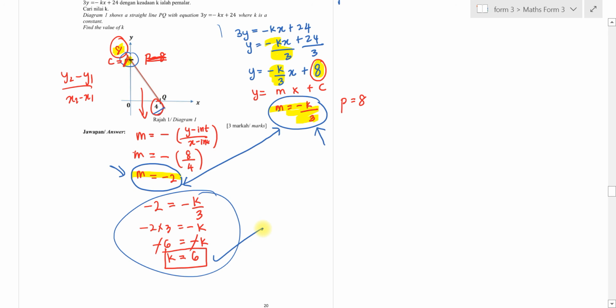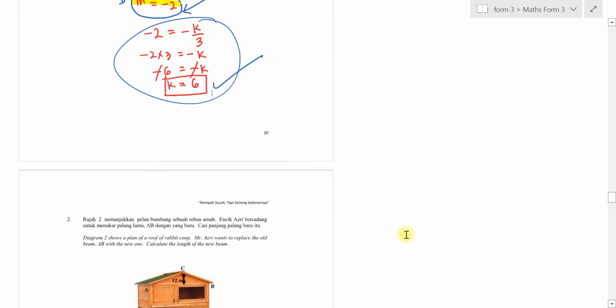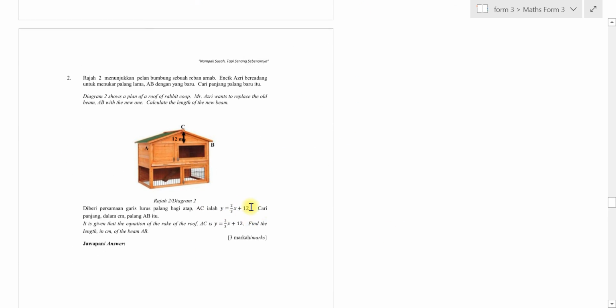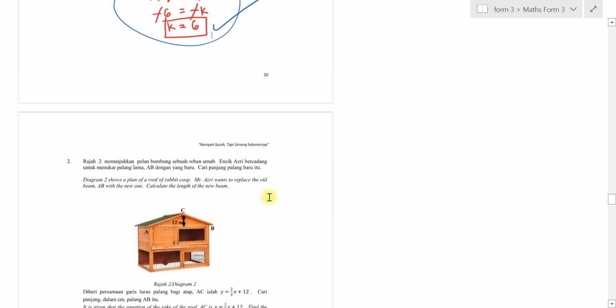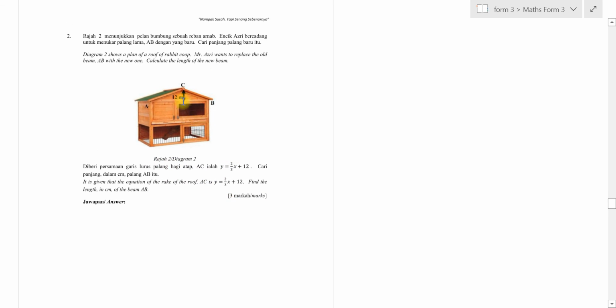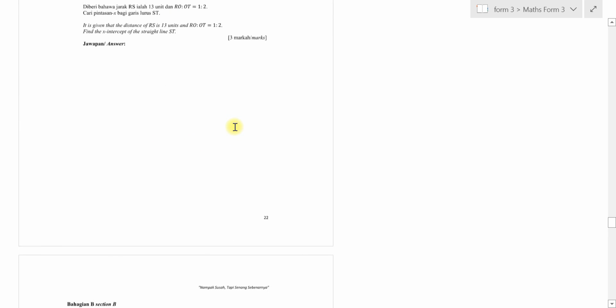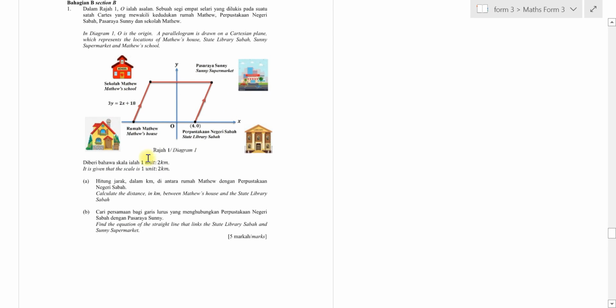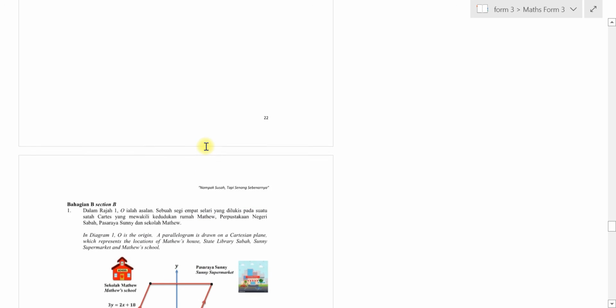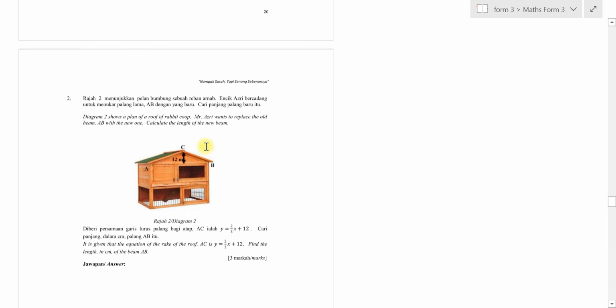Okay, I stop here first. Next week we will continue more about straight line equations. You can see it is not like a normal line. Sometimes they give you buildings and things like that, sometimes like a map. So we will see this in next week's class.